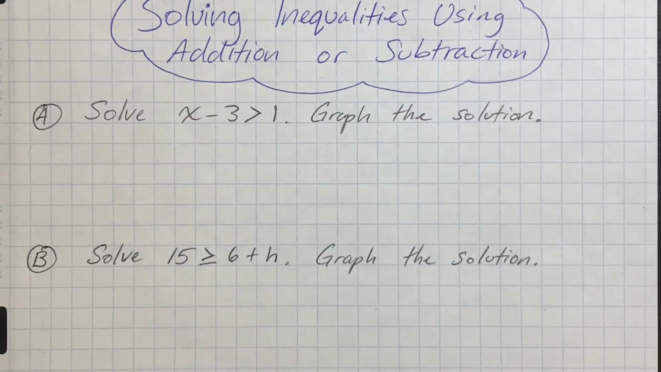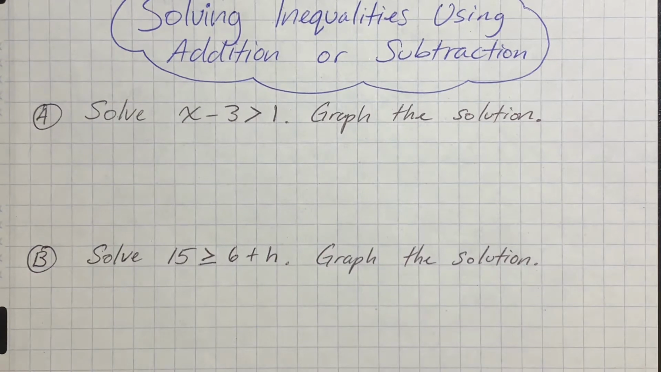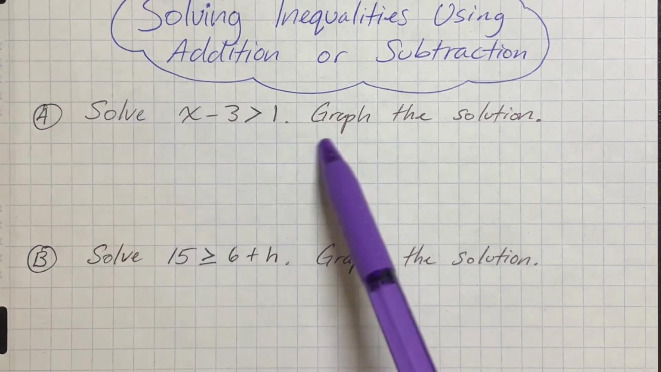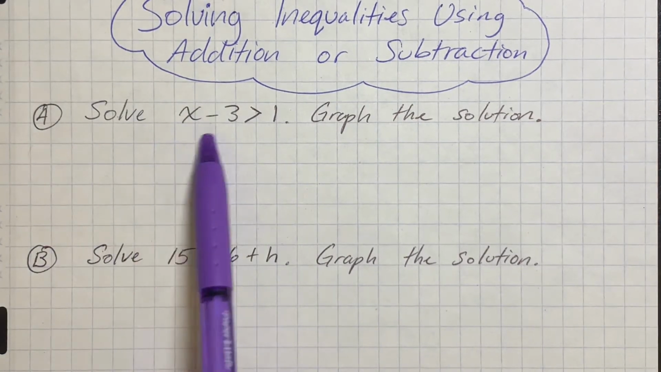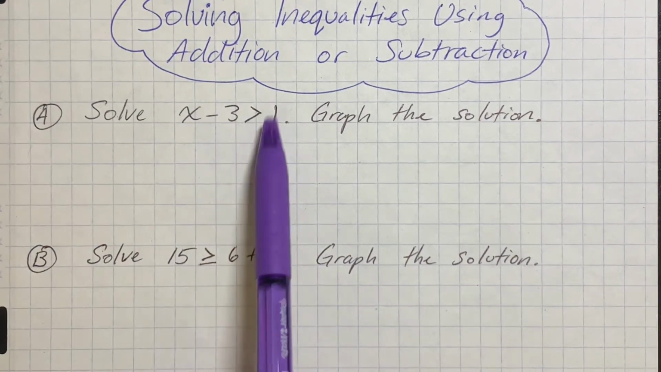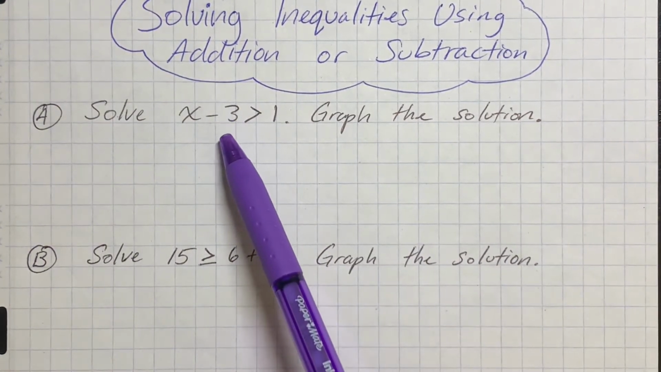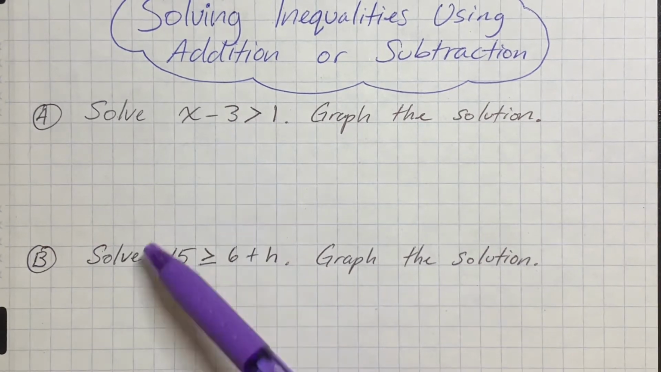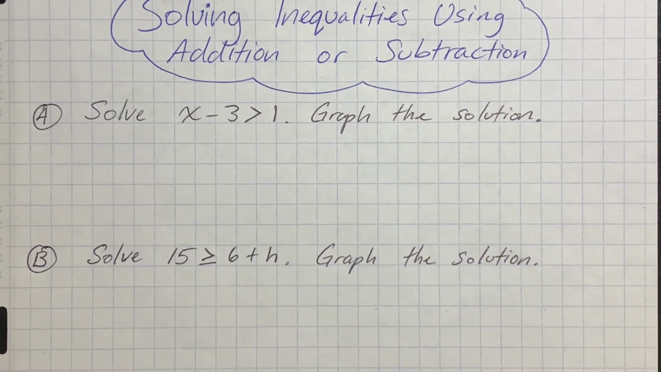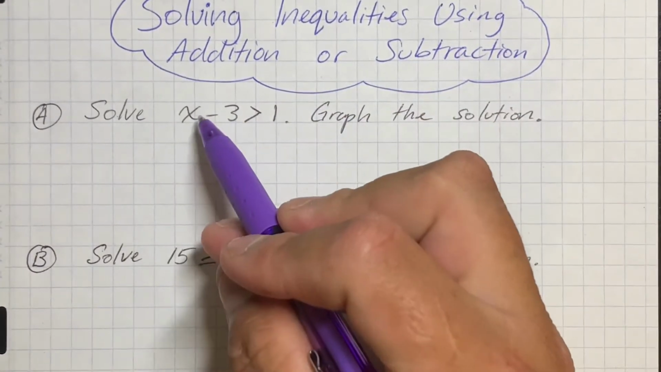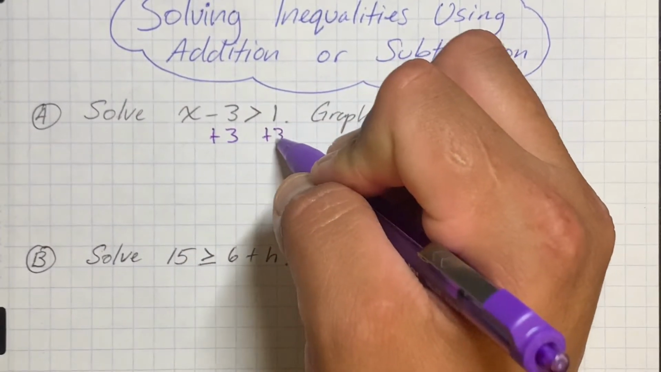All right, with our first example, we're going to solve inequalities using addition or subtraction. Now let's read the problem and the directions. The problem is that we want to solve x minus 3 greater than 1 and also graph that solution. For this one, we're going to use the addition property of inequality. Okay, so we wrote the inequality. Next, we're going to use the addition property of inequality. Since we have x minus 3, we're going to add 3 to each side of the inequality.